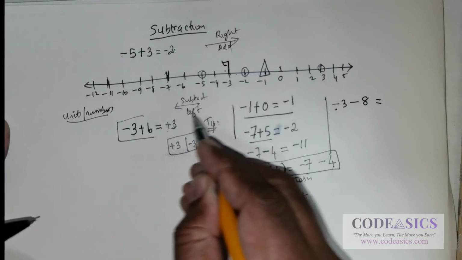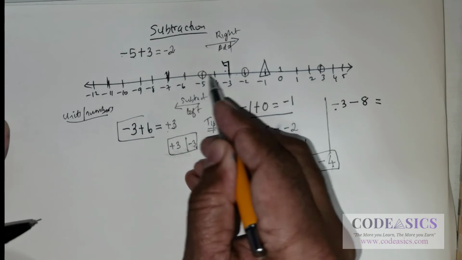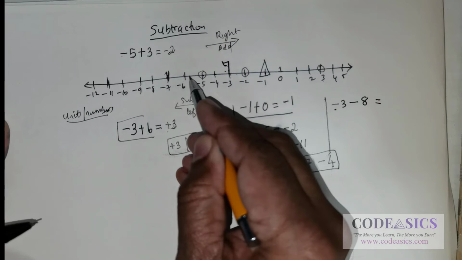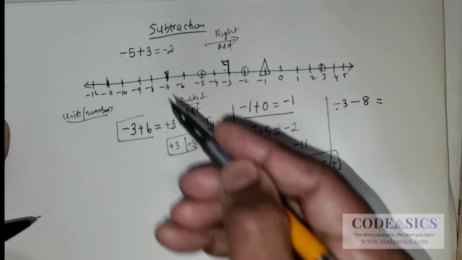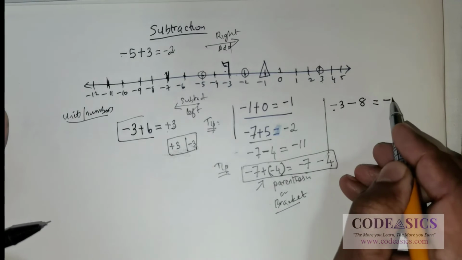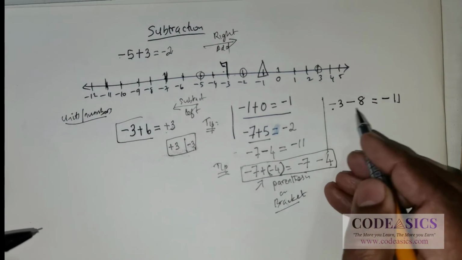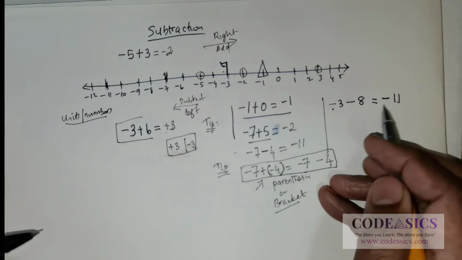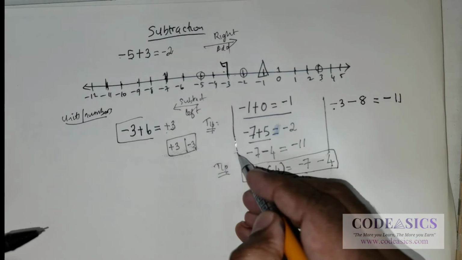From negative 3 you have to take away negative 8. So what should you do? You count 8 units to the left. So it's going to be 1 2 3 4 5 6 7 8. So you land up at negative 11. So whenever you have two negative signs, you can simply add them up and place the negative sign. So that is one of the ways you can also perform the addition.